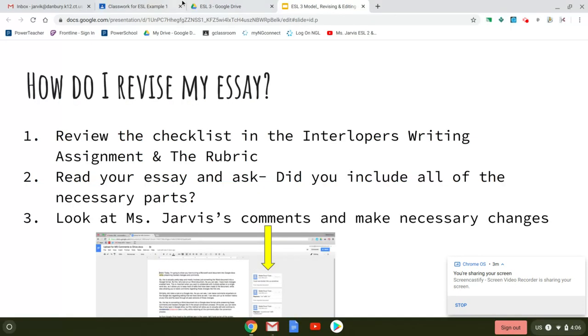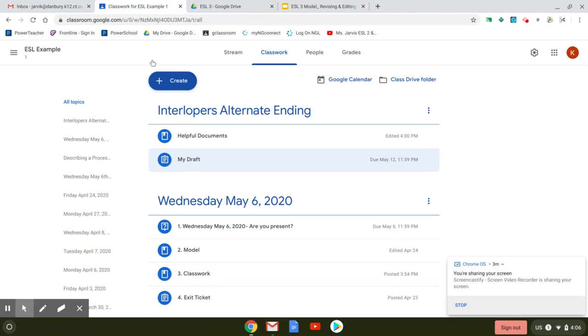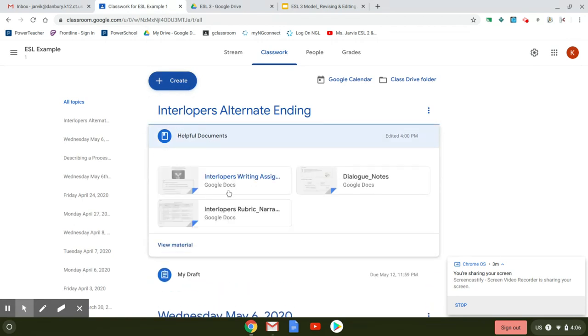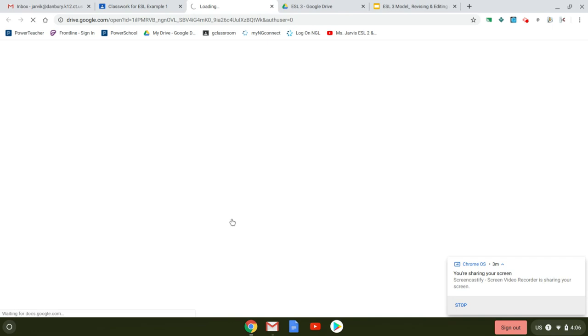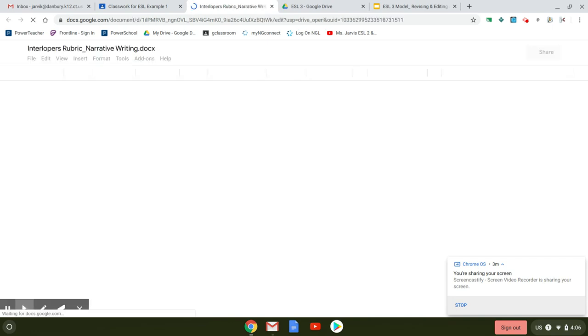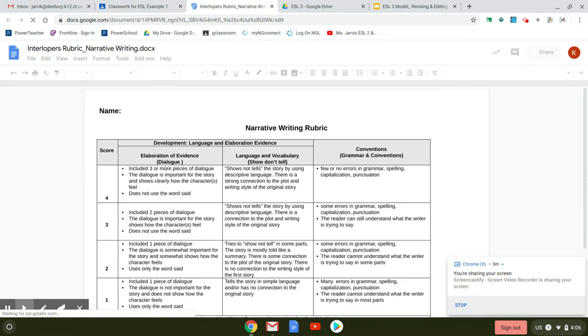So when you go to the Google Classroom, when you're in the interlopers alternate ending section, that's where you're going to find those documents. There's the writing assignment that has the checklist, and here's the rubric. You take a look at the rubric, it's going to show you everything you need to get the highest score possible.